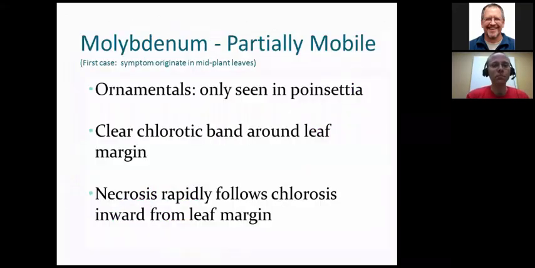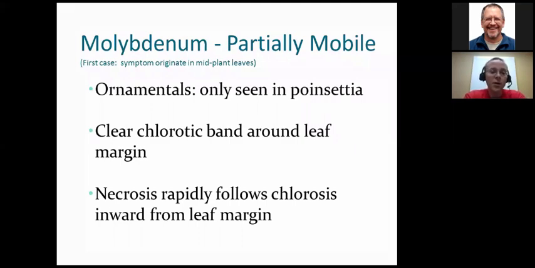Now, molybdenum, again, is a partially mobile element. And it's really easy because if you're an ornamental grower and you don't grow poinsettias, you probably won't ever see molybdenum. It's really only a problem in poinsettias in ornamental flower plants. Now, if you're growing some food crops like some of the greens, you might see some molybdenum come up in some of your other crops.